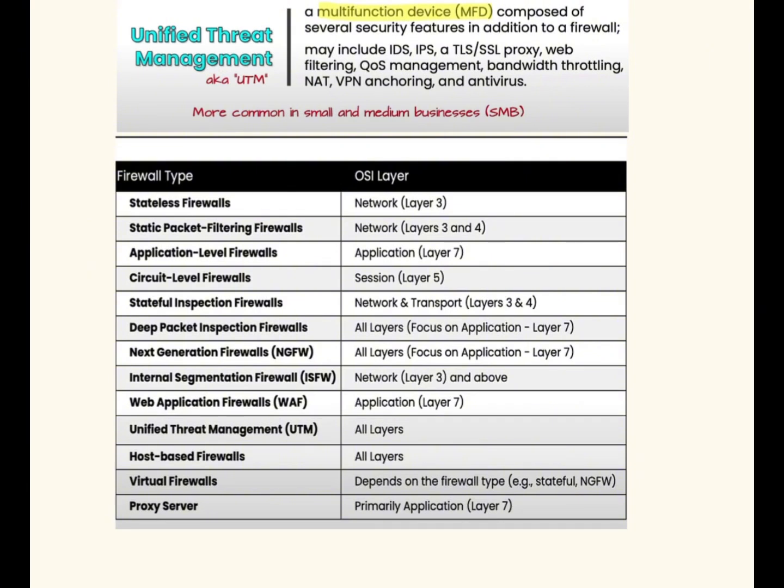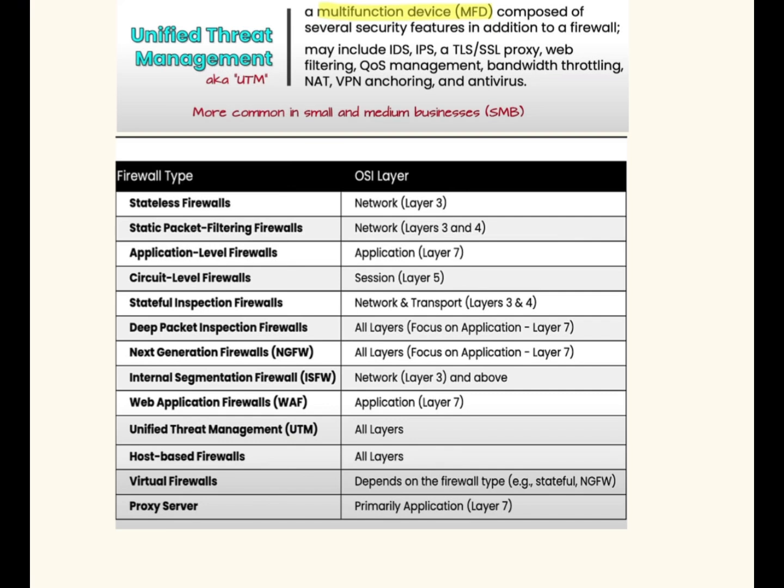So for instance, if we talk about stateless firewalls, they operate at network layer 3. Static packet filtering firewall operates at layer 3 and layer 4. Application level firewall, as we know, application layer is layer 7, so an application level firewall operates on layer 7. Circuit level firewall operates on layer 5. Stateful inspection firewall operates at network and transport, which means network layer, as we know, is layer 3 and transport layer is layer 4.